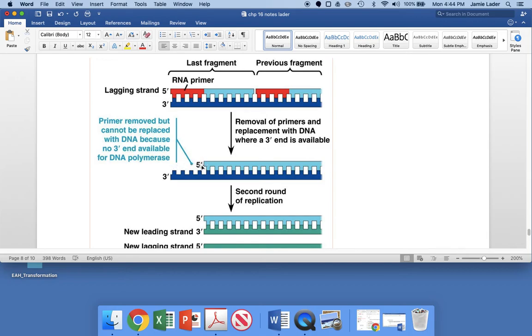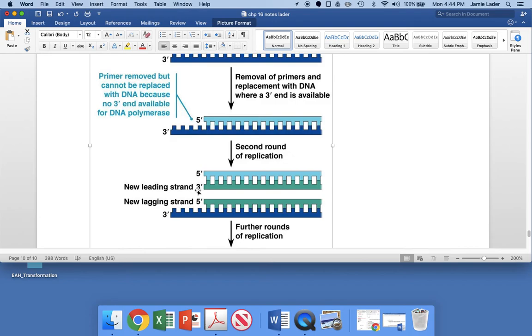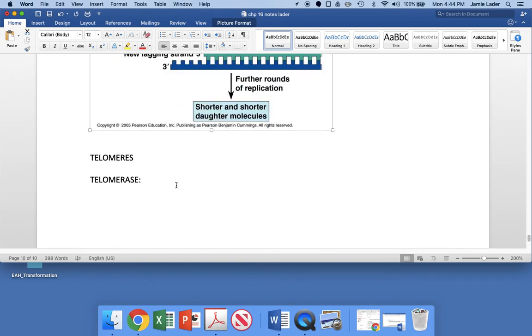As you can see, it goes 5' to 3'. Here's the 5' end where DNA polymerase 3 attached and began to build the nucleotides. But there's no other 3' end. So this side doesn't get replicated, and with each round of replication, the chromosome just gets shorter, shorter, and shorter. And those are called telomeres. All a telomere is, guys, is the end of a chromosome. The telomeres are going to get shorter and shorter and shorter.